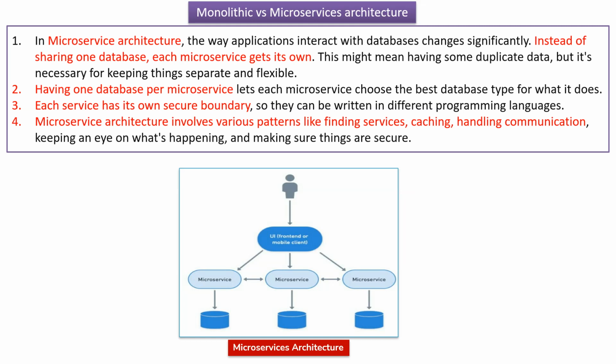Each microservice has its own secure boundary, so they can be written in different programming languages. For example, one microservice can be written in Java, another microservice can be written in .NET, and another microservice can be written in Python. Microservice architecture involves various patterns like finding services, hashing, handling communication, keeping an eye on what is happening, and making sure things are secure.